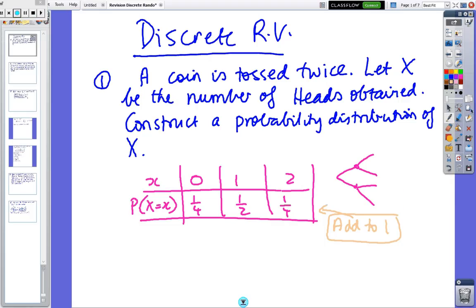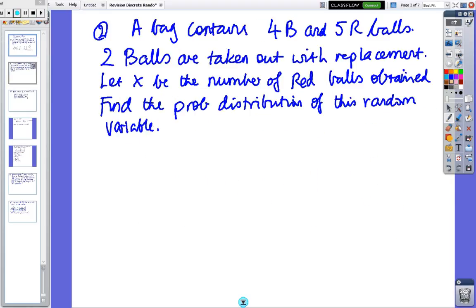Okay, so let's look at the next question. A bag contains 4 blues and 5 red balls. 2 balls are taken out with replacement. Let x be the number of red balls obtained. Find the probability distribution of this random variable. So it's a similar question, but the fractions won't be the same. So you might want to do combinations. You might want to do a tree diagram. So have a go, and when you're ready, come back live.